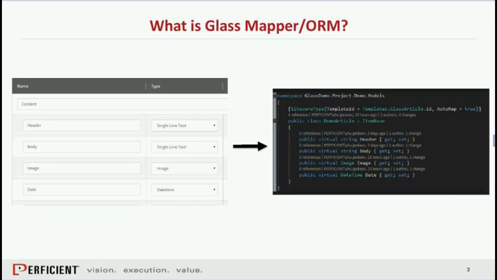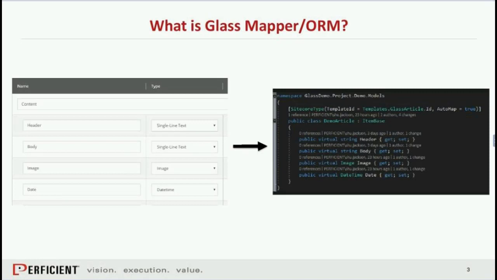So what is GlassMapper? GlassMapper is a Sitecore ORM created by Sitecore MVP Mike Edwards. What is an ORM? ORM stands for Object Relational Mapping. So what does that do for you? It allows you to map two completely different objects to each other. As you can see, this Sitecore template and this C# model are not the same thing, but with GlassMapper, we can map those to each other.